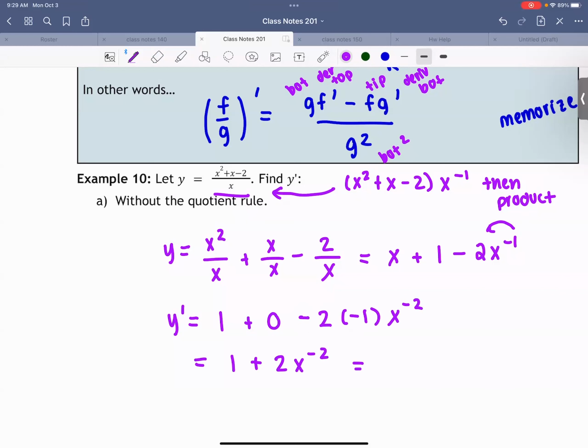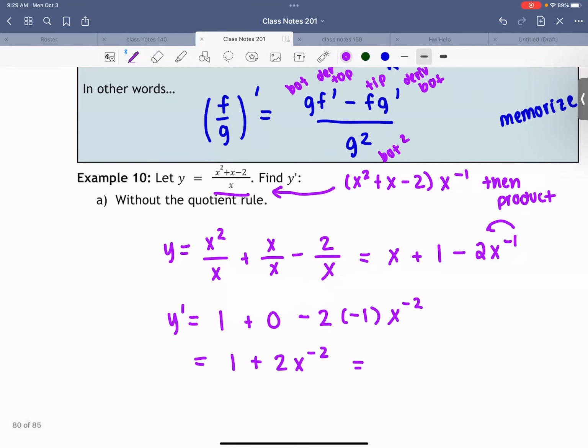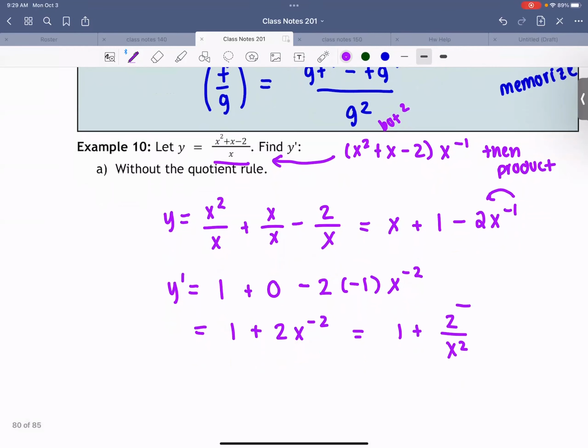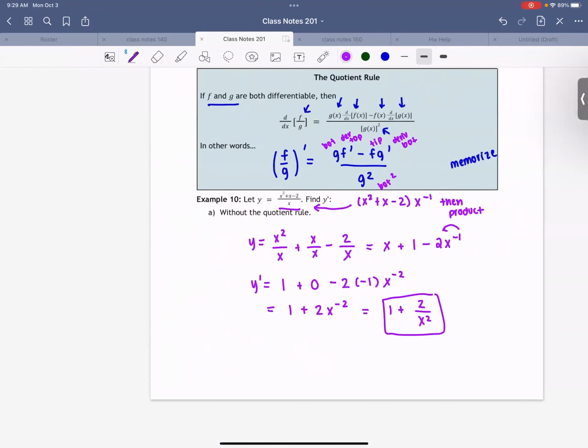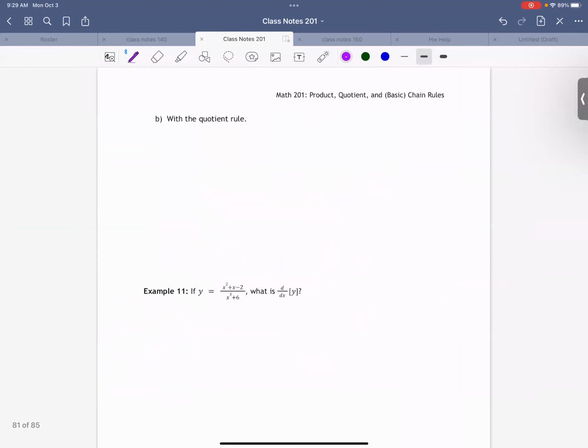What's another way to write x to the negative 2? 2 over x squared. Great. This becomes 1 plus 2 over x squared. So this will be fine. You can combine the fractions if you would like, but this is fine for me. Any questions on finding this without the quotient rule? Good. All right. Let's find it with the quotient rule.